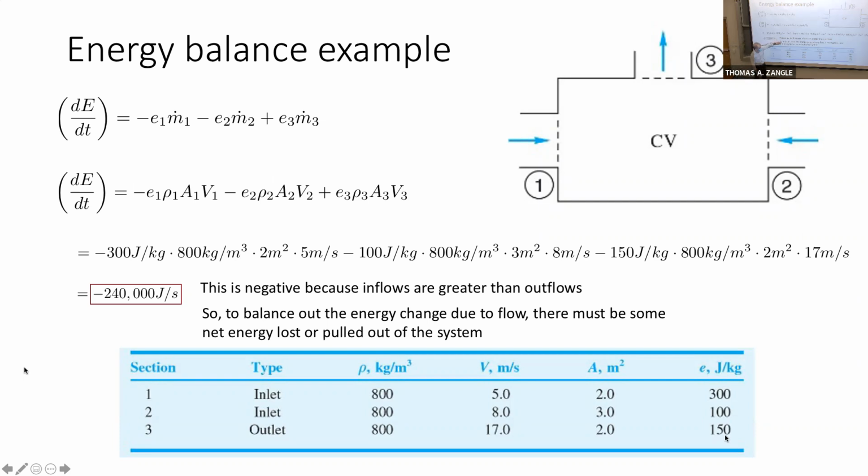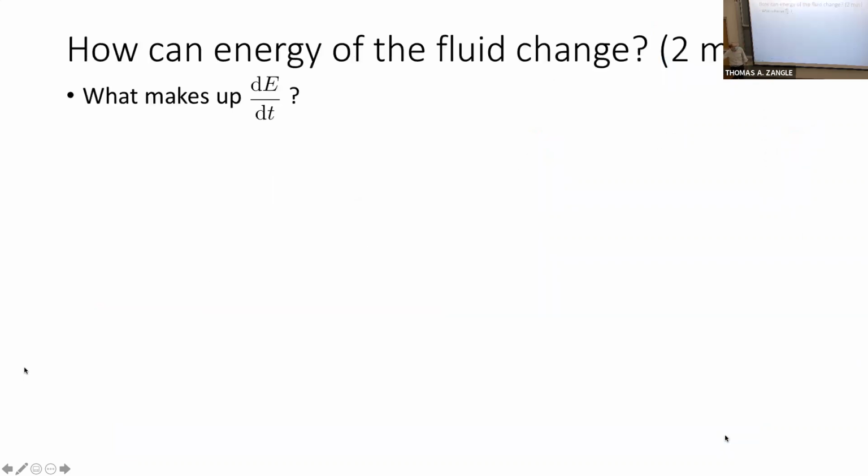So maybe we'll skip through it then. To balance out the energy change, there must be some net energy that's lost from the system, right? It could be heat, it could be work that we're pulling out of the system, it could be something like that. So my exact next question, which now is an answer for all of us, is how can the energy of the fluid change? What makes up the dE/dt? And since we have our answer already, I think we're going to skip ahead. Can anyone else give me the answer? I guess it's noisy in here. So how can the energy of the fluid change?